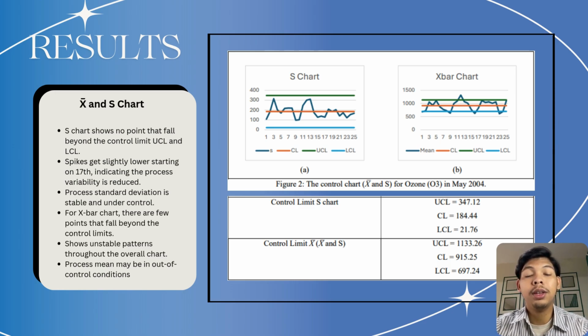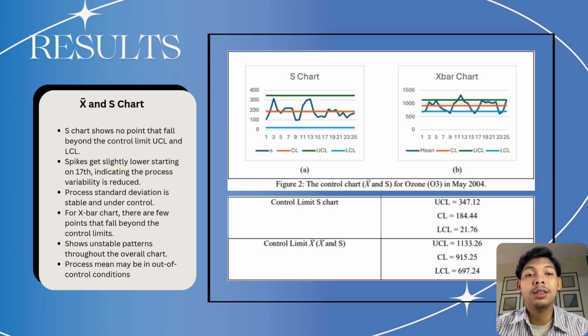From Figure 2A, the S-chart shows no point falls beyond the control limits UCL and LCL, which are equal to 347.12 and 21.76 respectively. The spikes get slightly lower starting at 0.17, which indicates that the process variability is reduced. However, the process standard deviation is believed to be stable and under control.